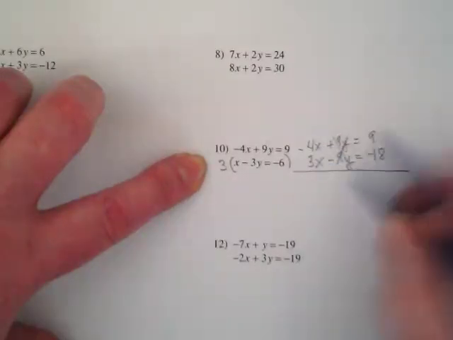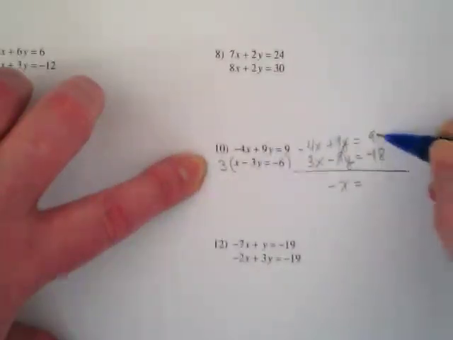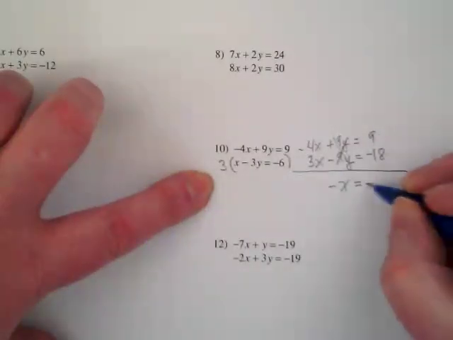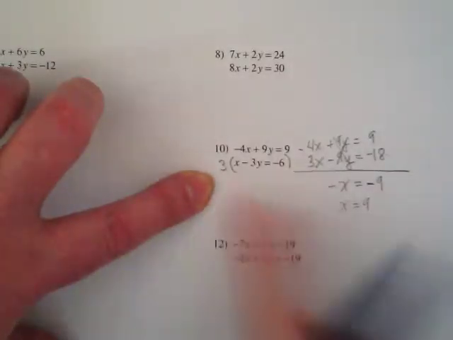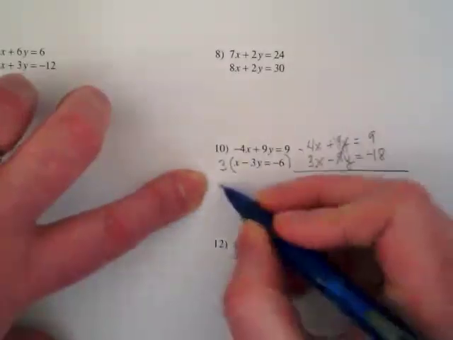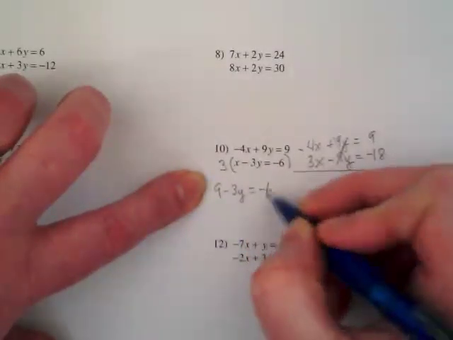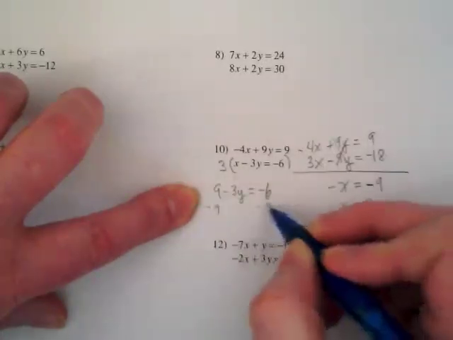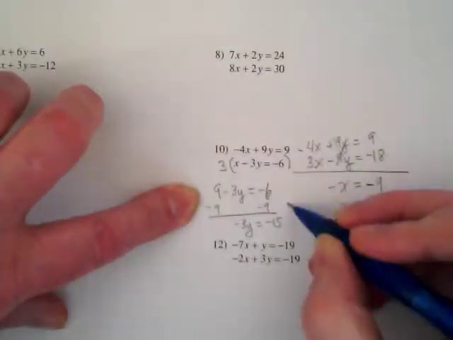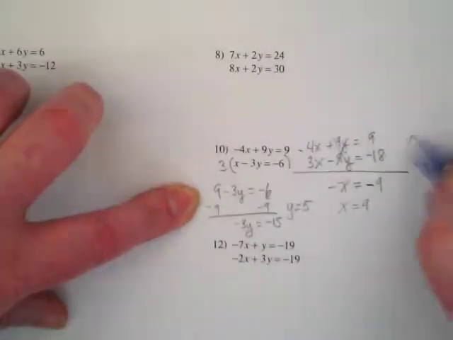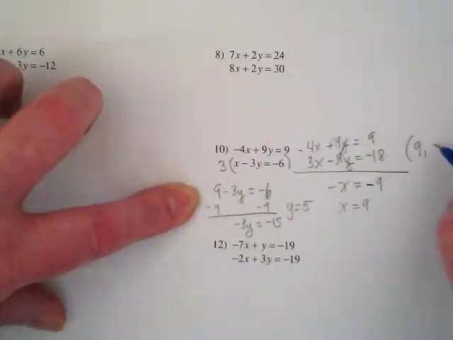Negative 4x plus 3x gives me negative x. 9 minus 18 gives me negative 9. Divide both by negative 1. X is equal to 9. And then I can go back to the original equations, pick the easiest one. I'm going to plug this x into the second equation as it was, and I get 9 minus 3y equals negative 6. Subtract the 9 from both sides. Negative 3y is equal to negative 15. Y is equal to 5. So my xy pair is 9 comma 5.